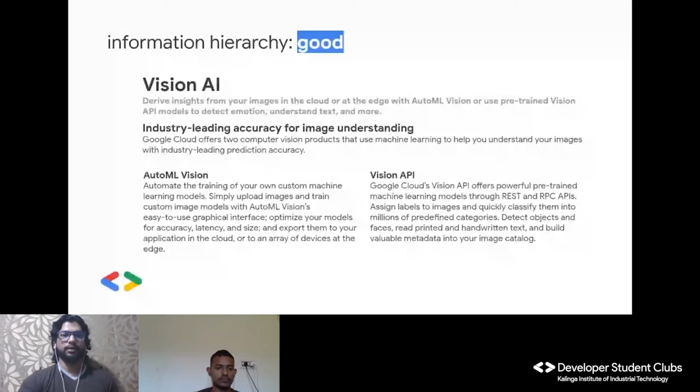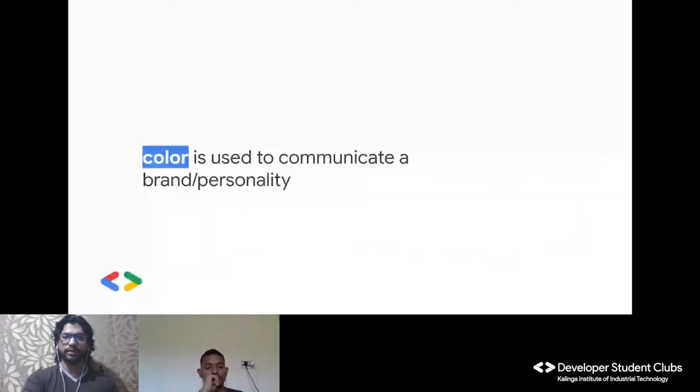Now, color. Color is used to communicate a brand or personality, like we said before. Now, why is color important? We'll get to this with the next experiment.